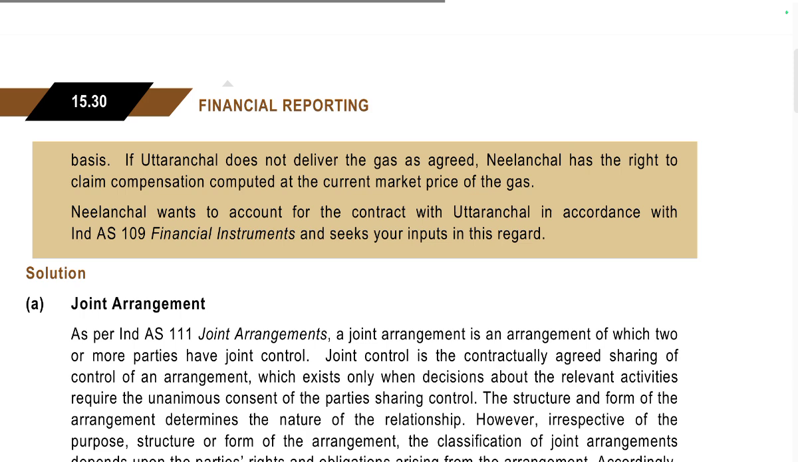Neelachal wants to account for the contract with Uttarakhand in accordance with Ind AS 109, Financial Instruments, and seeks advice on the entries to be recorded.